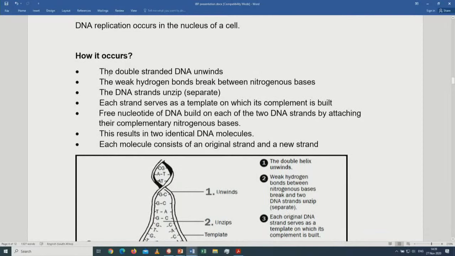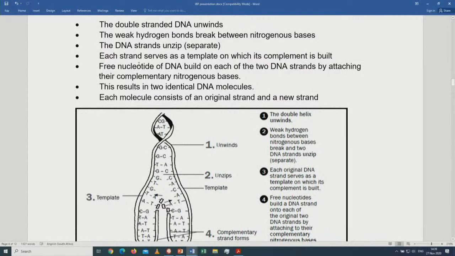How it occurs is that the double-stranded DNA unwinds, the weak hydrogen bonds break between nitrogenous bases, and the DNA strands unzip. Each strand serves as a template on which its complement is built. The free nucleotides of DNA build on each of the two strands by attaching their complementary nitrogenous bases. This results in two identical molecules. Each molecule consists of an original strand and a new strand.